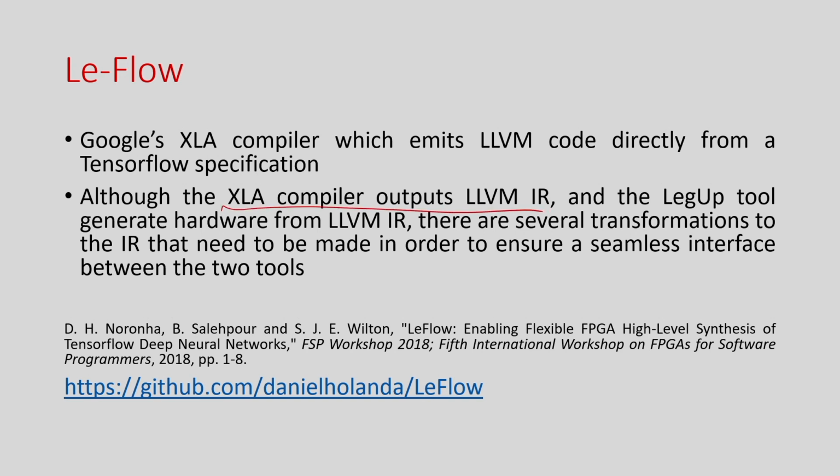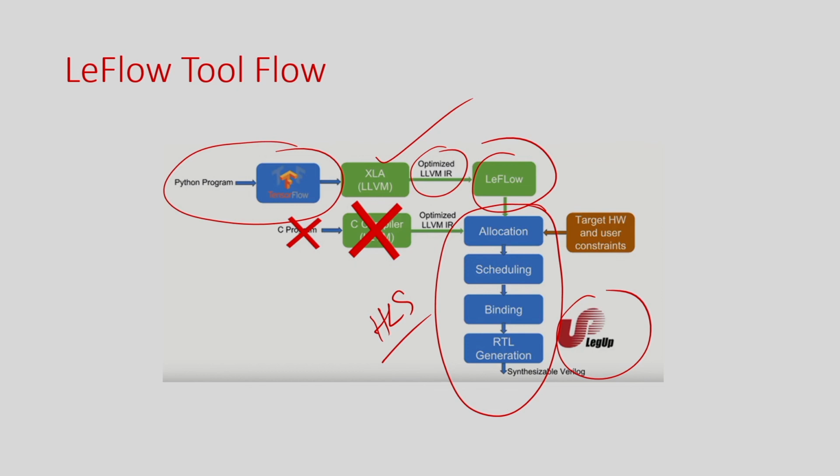Then you might ask what else needs to be done. You generate IR and then use LegUp, but the problem here is that there are several transformations to be made in the IR to make it a seamless interface between these two. Whatever IR is generated, LegUp does not necessarily understand, so some IR is not synthesizable, or LegUp does not understand those syntax. So, you have to convert those IR into some equivalent representation. That is what LeFlow does. It identifies the gap between this IR and the IR LegUp understands, and bridges the gap.